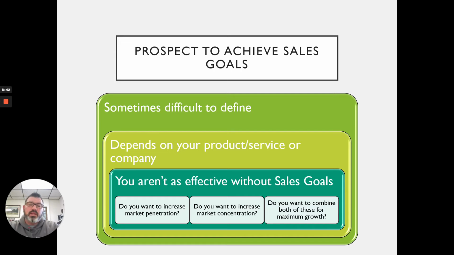So three things to really think about. Do you need to increase market penetration? Do you need to increase market concentration? Or are you ready to go for both? Say, well, what the heck are those three things?